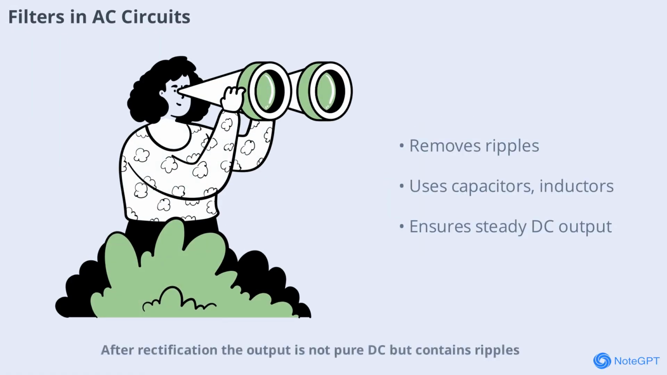After rectification, the output is not pure DC but contains ripples. Filters are used to smooth out these ripples and provide a steady DC output. Common filters include capacitors and inductors, which store and release energy to even out the voltage. Filters are crucial in power supplies for sensitive electronic devices, ensuring reliable and stable operation.